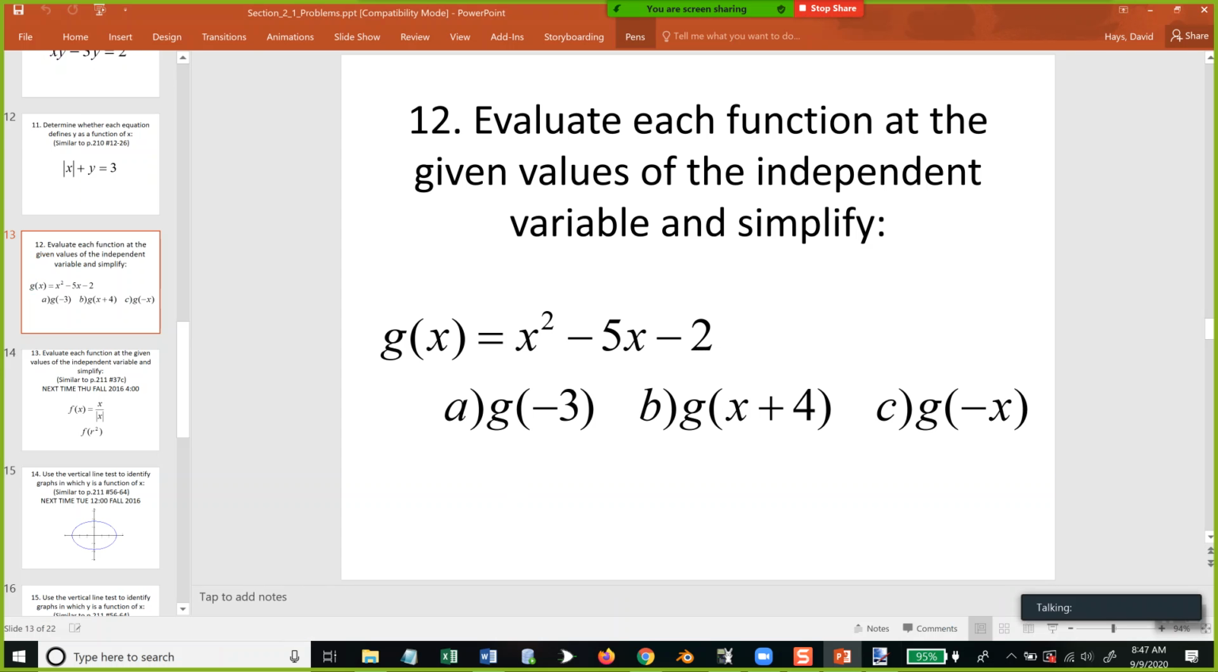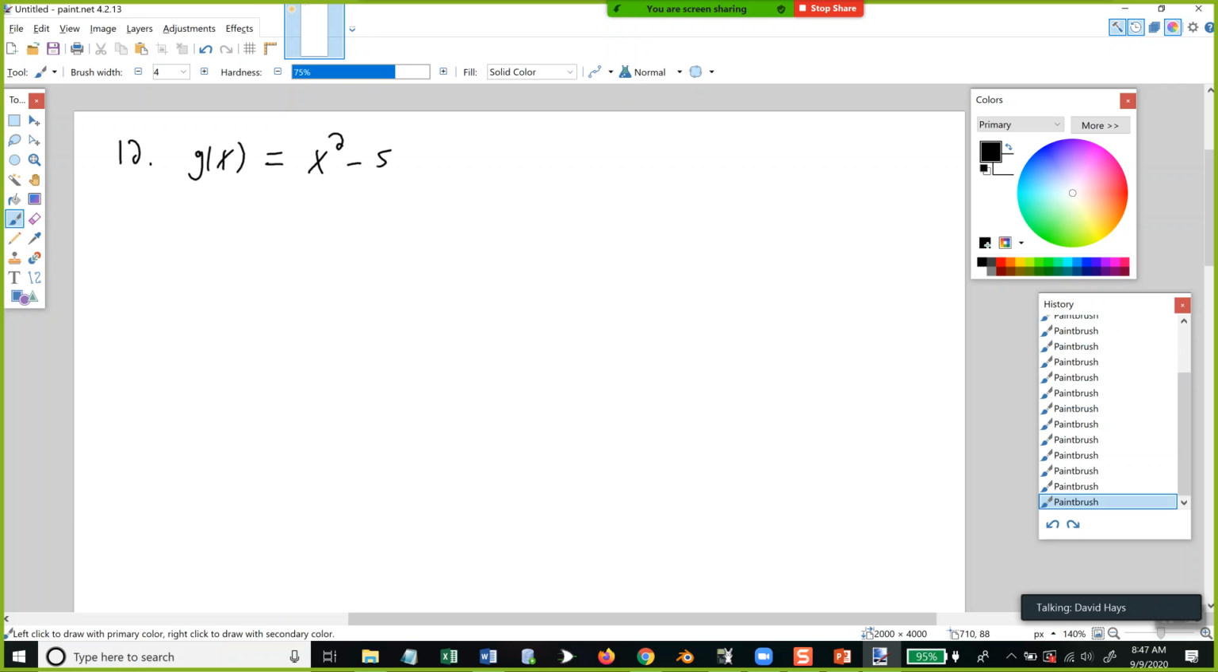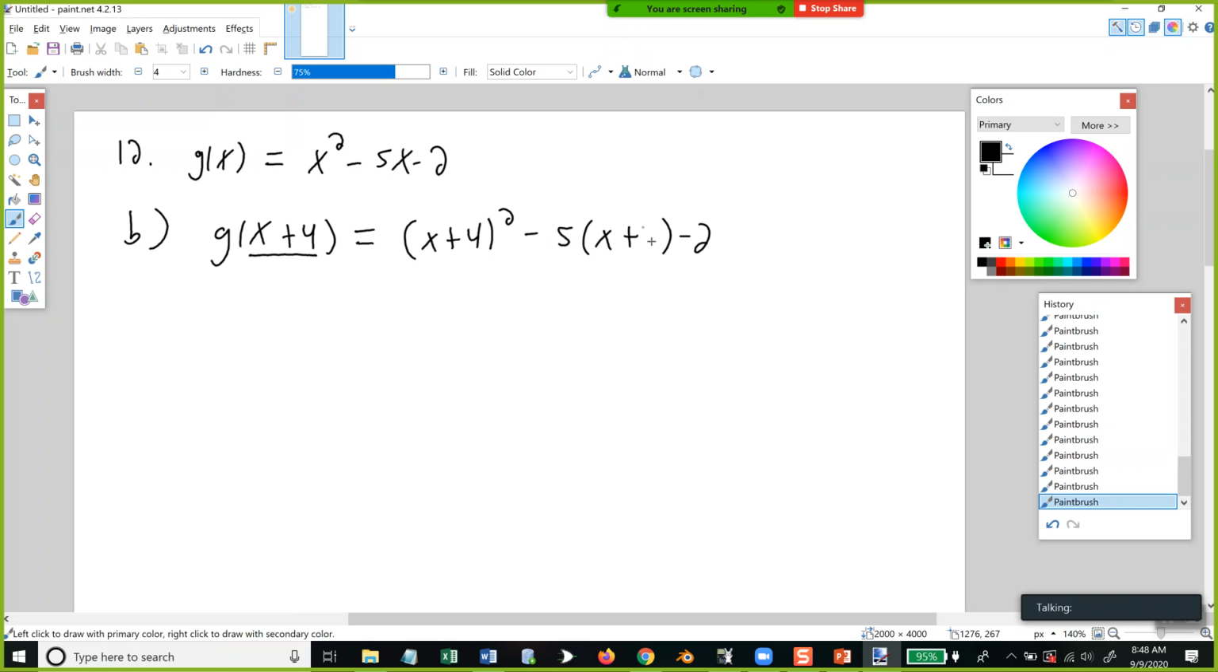Okay, minus 5x minus 2. So B. We want to find g of x plus 4. Now, this doesn't have a number inside the parentheses anymore. It has a variable, but that's okay. It's the same steps. First step, replace all of our variables with sets of parentheses. Step 2, plug whatever we're evaluating for into those parentheses. So whatever's inside the parentheses here is what we plug inside the parentheses here. And then step 3, simplify.